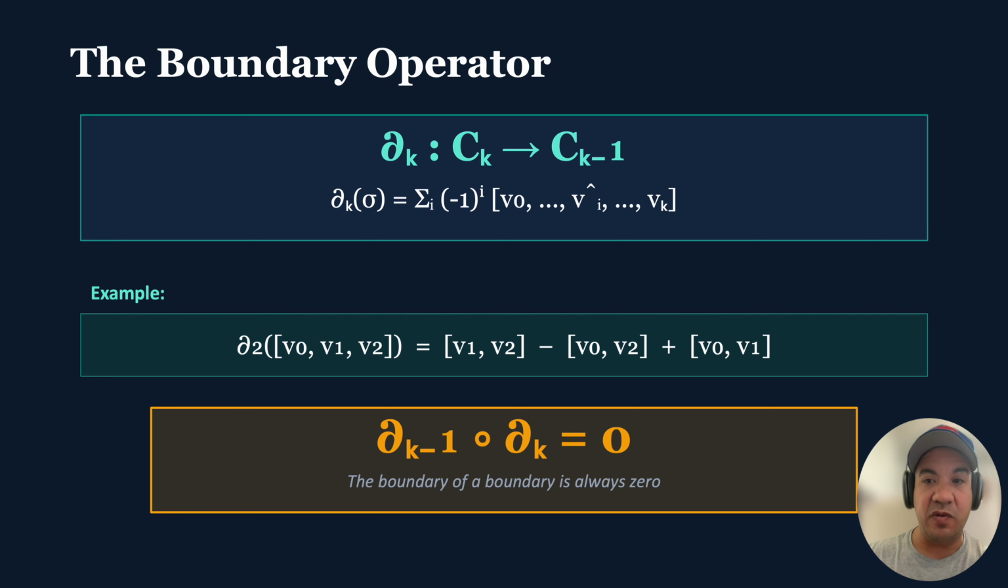Now, here's the fundamental property, the single most important fact. Partial k minus 1 composed with partial k equals 0. The boundary of a boundary is always 0. You can verify this by expanding the double sum. Every face appears twice with opposite signs, so they cancel. This property is what makes homology possible.